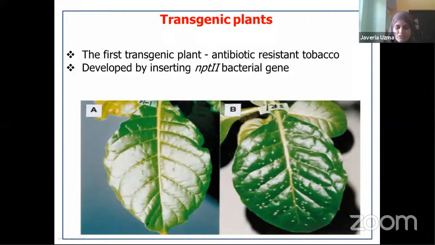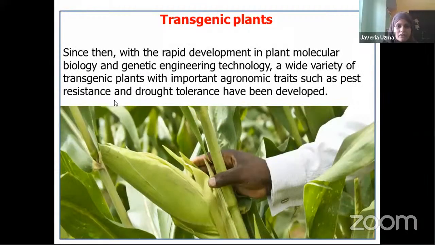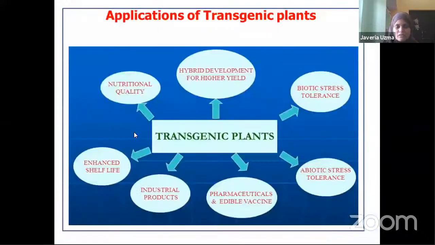After that, this stream flourished very fast, and now we have a number of transgenic varieties in the market. Since then, with the rapid development in plant molecular biology and genetic engineering techniques, a wide variety of transgenic plants with important agronomic traits such as pest resistance and drought tolerance have been developed. Now we see many varieties of transgenic plants which show us important traits. So these are the different traits present in plants.